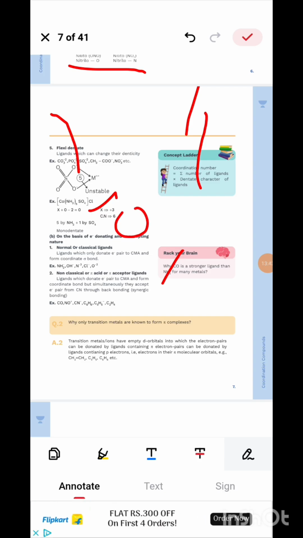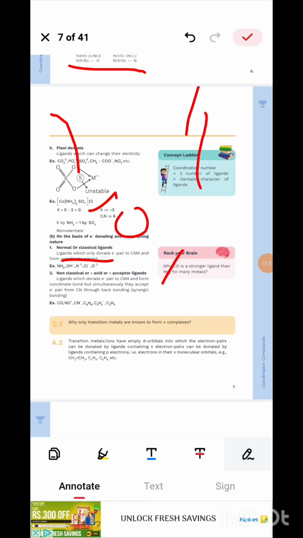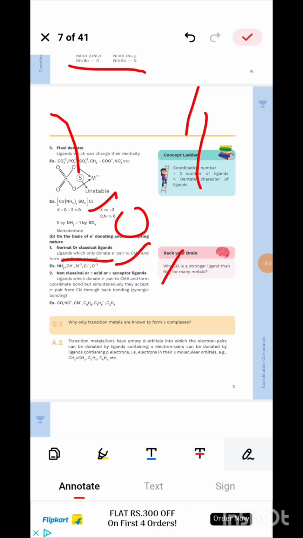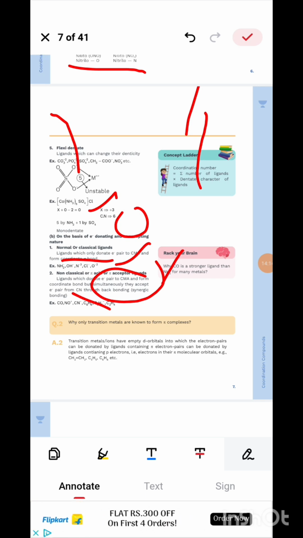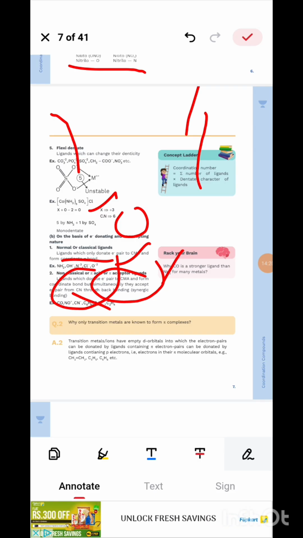Normal or classical ligands can donate an electron pair to the central metal atom and form a coordinate sigma bond. So in coordination compounds, coordinate bonds are present. These are the classical ligands. Non-classical ligands donate an electron pair to the CMA and form a coordinate bond, but simultaneously they accept an electron pair from the CMA through back bonding. Back bonding is also known as synergic bonding. Some ligands which form synergic bonding are CO, NO+, CN-, C6H6, C6H5-, C2H4. In these, back bonding is present. It is very important: non-classical ligands are pi acid or pi accepting ligands.